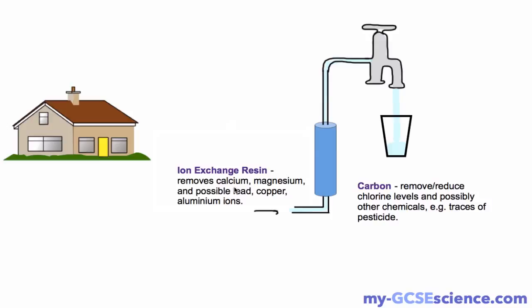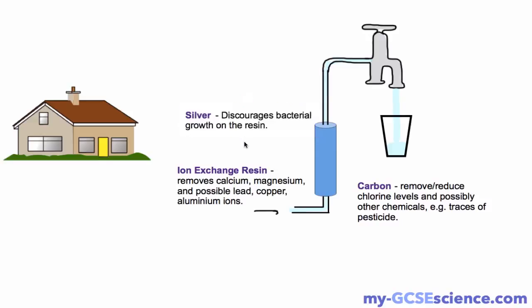The other substance we have is what we call ion exchange resin. Resin is a kind of polymer, and it's designed in order to remove calcium, magnesium, and possibly lead or copper or aluminium ions that might be in the water through pollution. So these can be removed through an ion exchange resin. You don't need to know the exact details of how that works. We did talk about how it works with calcium and magnesium, and that should be enough. You don't need to know details of the chemistry.